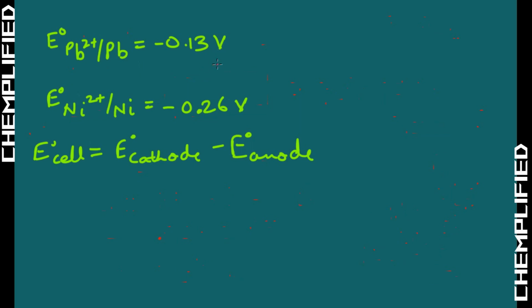Now in the previous question I took two values which were positive. In this question I have taken two values which are negative. Now which one is the lower value? In this case, this is our lower value, minus 0.26. This is our lower value, which means it will undergo oxidation, and oxidation takes place at the anode. The other will undergo reduction, and reduction takes place at the cathode, right?